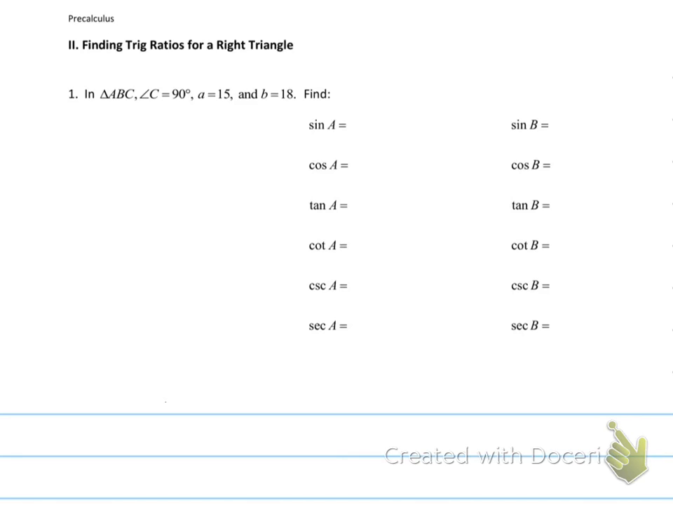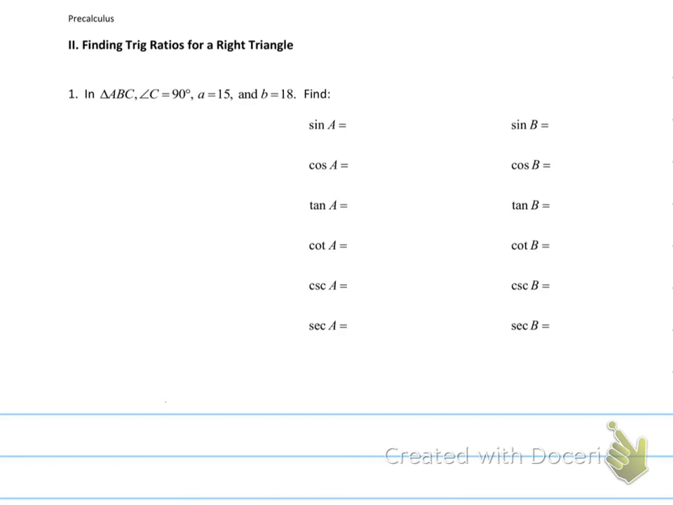Okay, so now we're going to create a triangle and then answer all of these trig functions, and we're going to do it for 2 angles, A and B. So your first step is to sketch the triangle. And if you need to write down these steps, go ahead and do that, but I need to save some room. So step number 1, sketch the triangle.